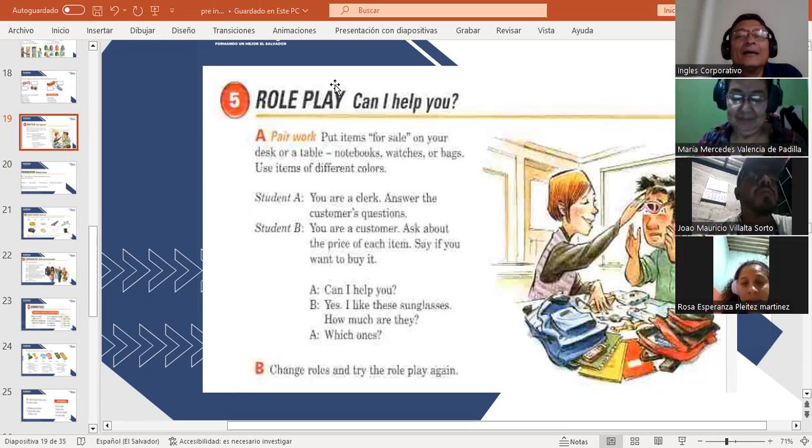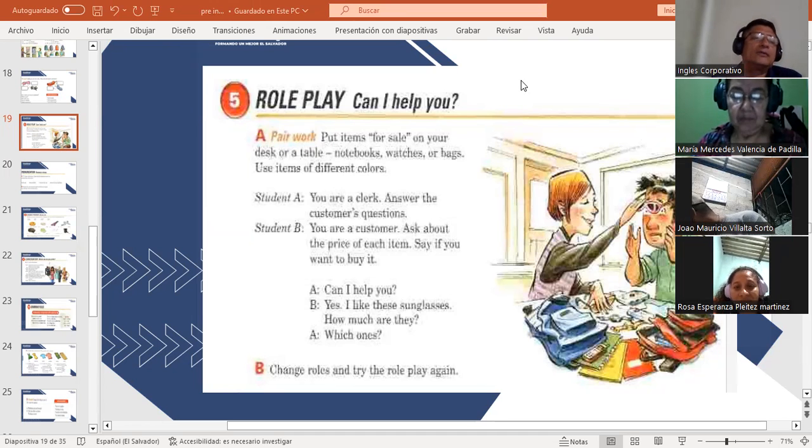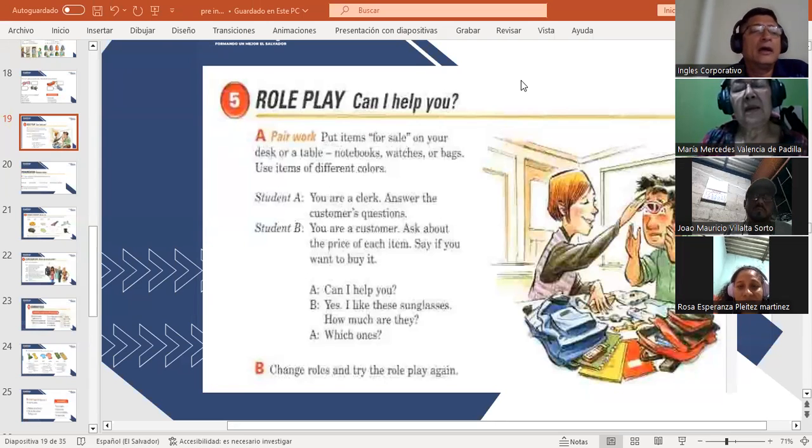But I sell in another price to buy. Yeah, you can use another price. You can use other objects.